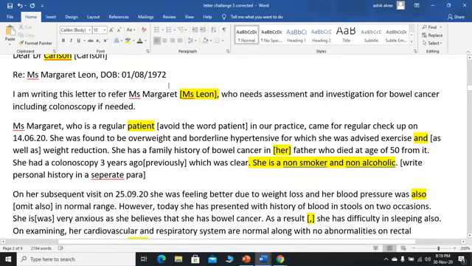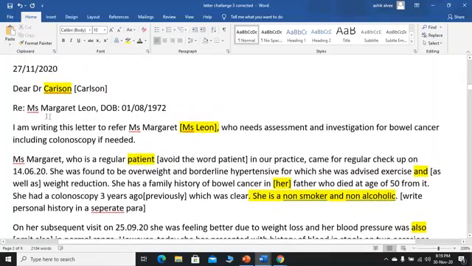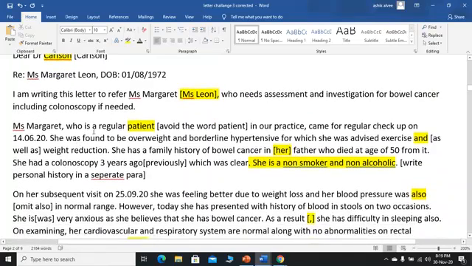Okay. In case of adult patient, you write in this manner: Mr. or Mrs. or Miss, and the last name. And in case of children or teenagers below 16 or 17 years of age, you only use the first name. Like if this patient was 12 years old, you should have written that I am writing this letter to refer Margaret, and that is enough. Okay. Who needs assessment and investigation for bowel cancer, including colonoscopy if needed? Margaret, who is a regular patient.